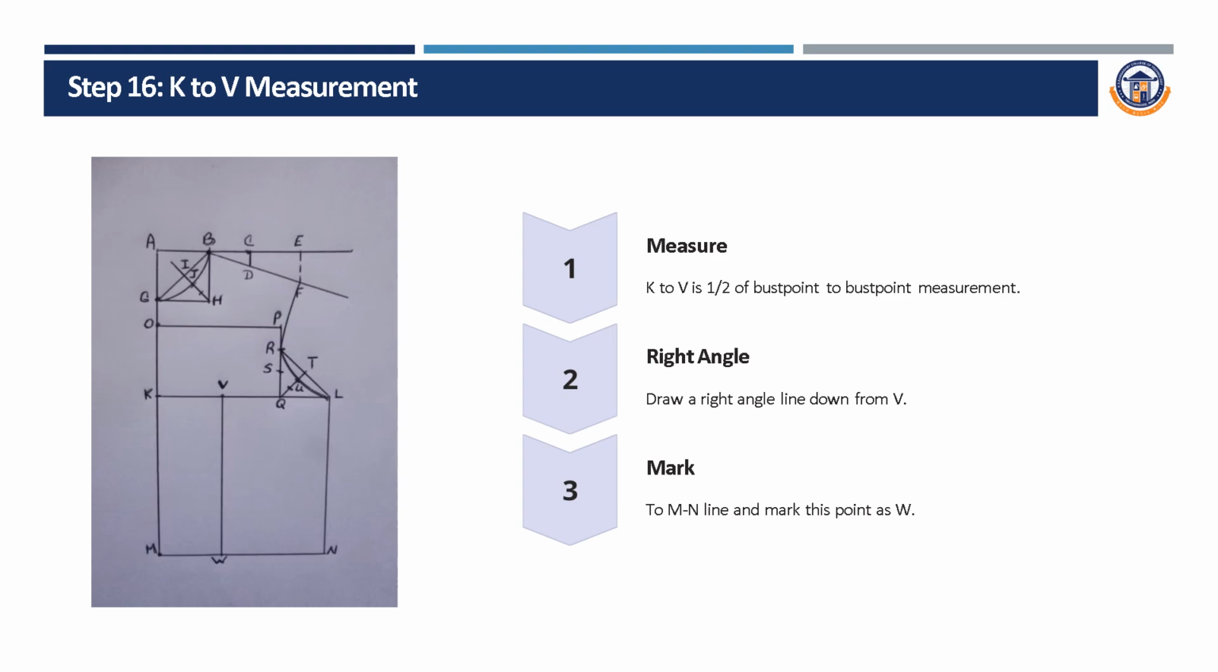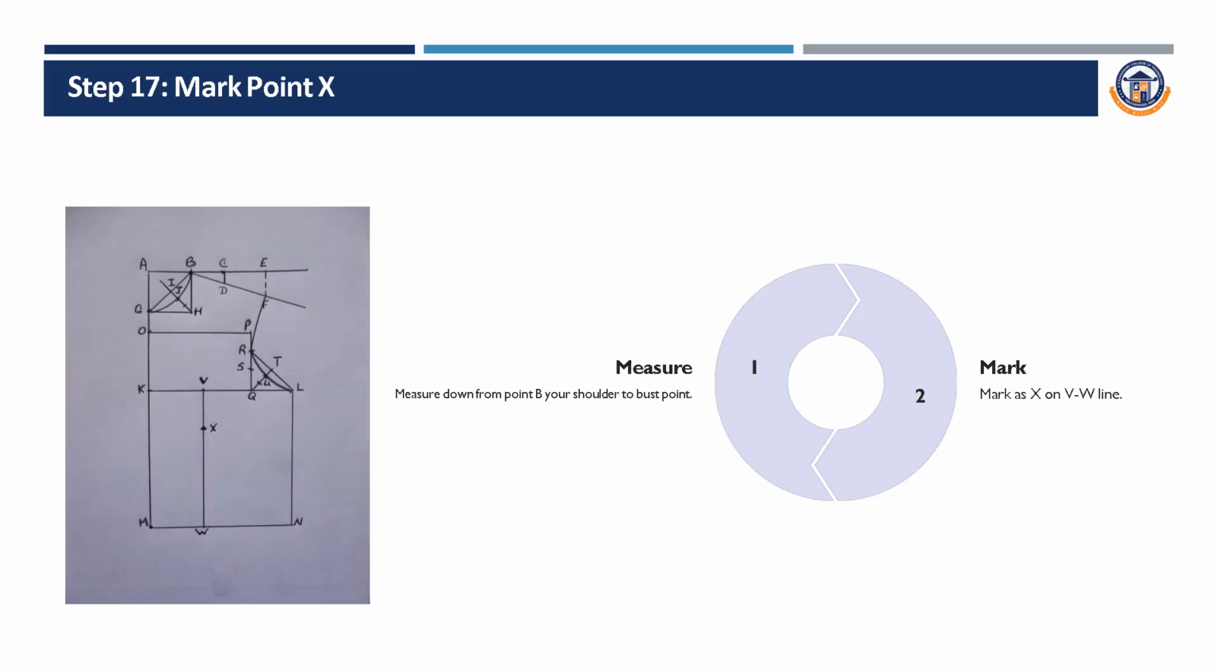Draw a right angle line downward from V and mark it as W, MN line. That particular downward line should meet the MN line, and that particular point we mark as W. Right? Mark point X. You mark a point X which will be placed on the VW line.